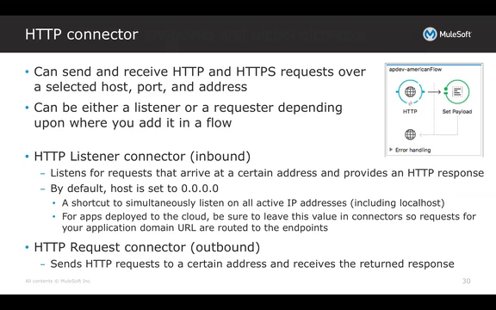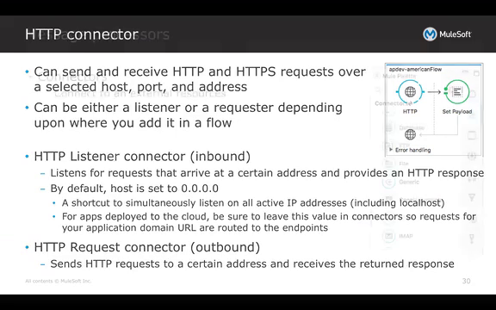including localhost. For apps deployed to the cloud, be sure to leave this value in connectors so requests for your application domain URL are routed to the endpoint rather than just focusing on loopback inside of the machine. The HTTP request connector outbound will send HTTP requests to a certain address and receive the returned response.